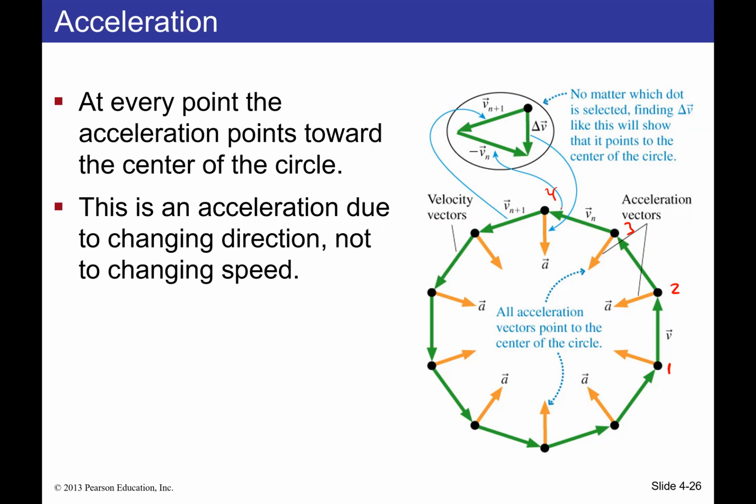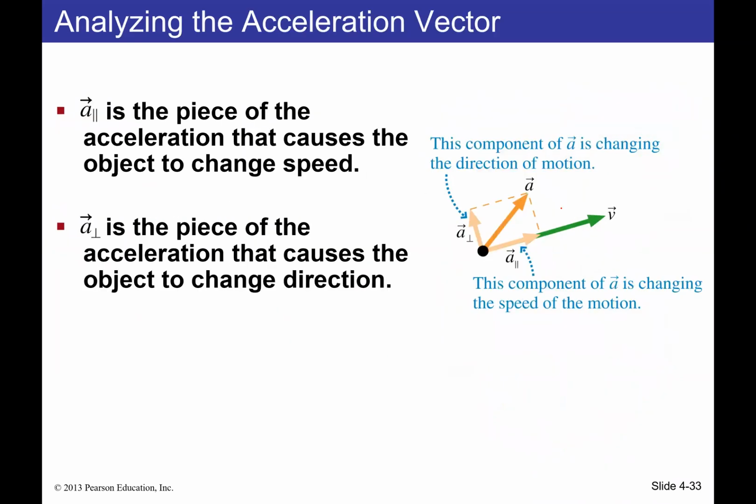And one thing you can see here is that it's always pointing toward the center, and those green arrows are all identical in length but have a different direction, which means this acceleration is changing the direction and not changing the speed. So we can think of acceleration as having two components, not in terms of x and y, but in terms of two functions. Here's the acceleration as a vector. Acceleration relative to velocity can have a component that is parallel to the velocity and a component that is perpendicular to the velocity.